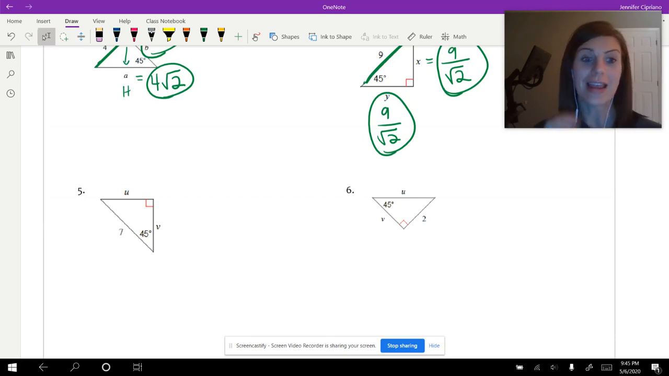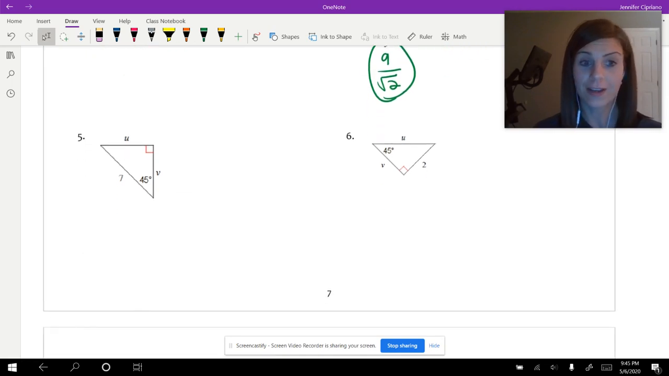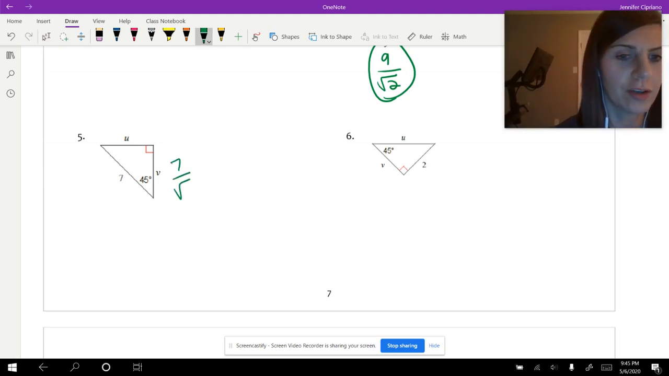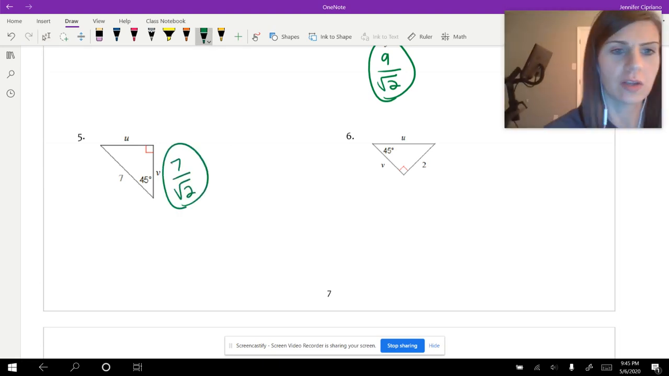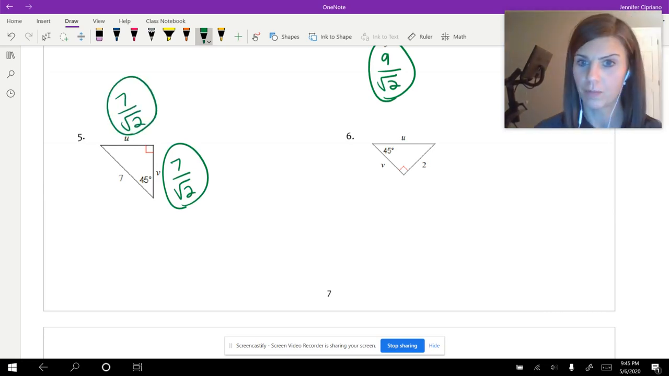All right, so in number 5, we're given the hypotenuse. So to go from hypotenuse to leg, we divide by the square root of 2, nothing cancels, so that would be leg for V and also for U.